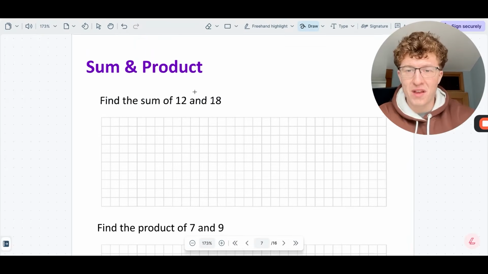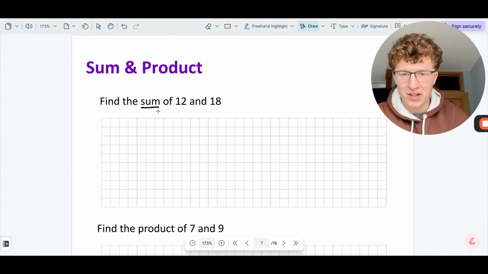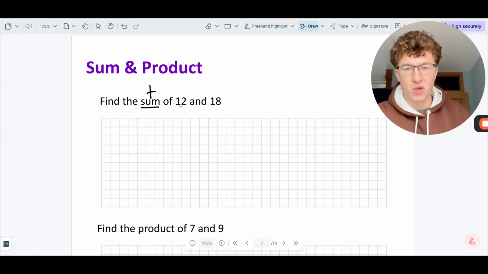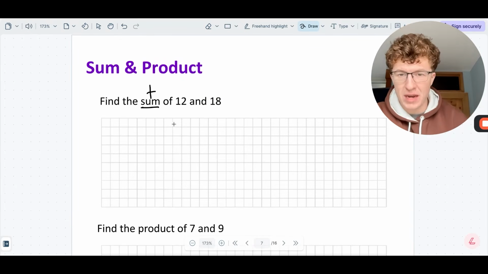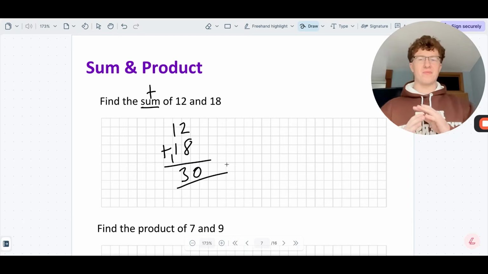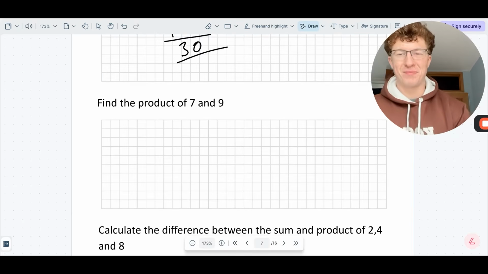First question here. Find the sum. Underline sum. What is sum? Adding. Find the sum of 12 and 18. All we're going to be doing here is 12 plus 18. 2 and 8 is 10, carry the 1, and 1, 1, and 1 is going to give us 3. Answer is 30. Boom. Moving on.